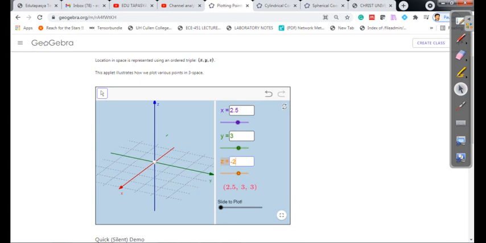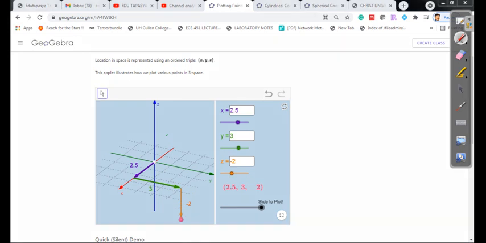Now let us see how it is going to be. On the x-axis it is going to be 2.5. See, it's going 2.5, then it is going y 3 units. Afterwards it is going to minus 2 to the bottom. So the point here is this point: 2.5 comma 3 comma minus 2. This is about plotting a point in the Cartesian coordinate system.